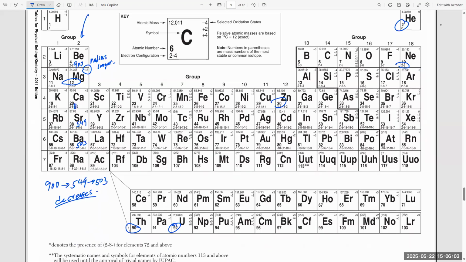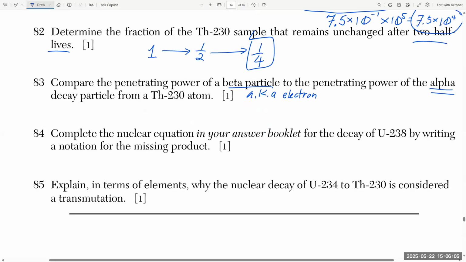Okay, let's go to 85. Explain in terms of elements why the nuclear decay of 234 to 237 is considered transmutation. You know what trans is? So when you go from male to female, female to male, right? What does it mean? You change identity. That is the same exact thing, right? So that's what you're going to write and hope that Trump and his people don't come after you for saying it. But what is the actual answer?